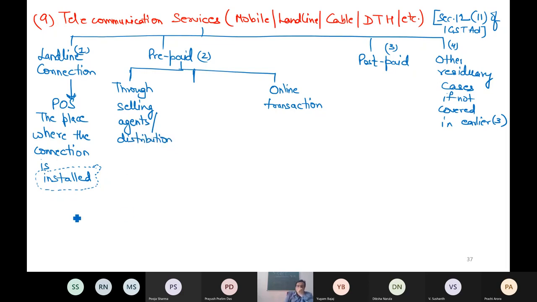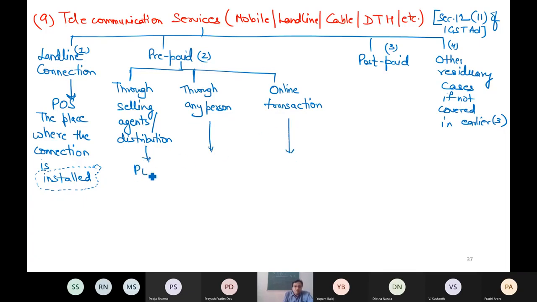Nowadays, if you have a mobile phone and if you don't use net banking, you can ask your friend also to please do my recharge. So your friend is not the authorized selling agent. So I can say, if the recharge is done through any person, that's it. Now in different cases we have different answers.